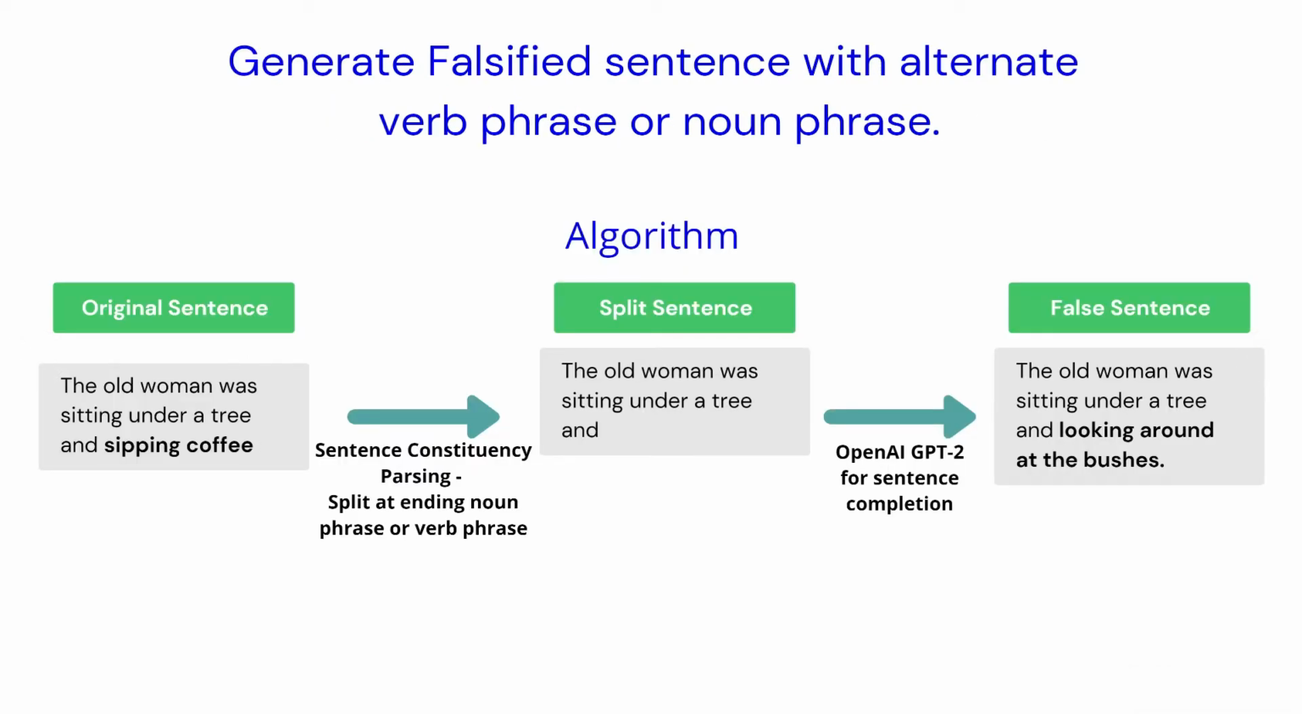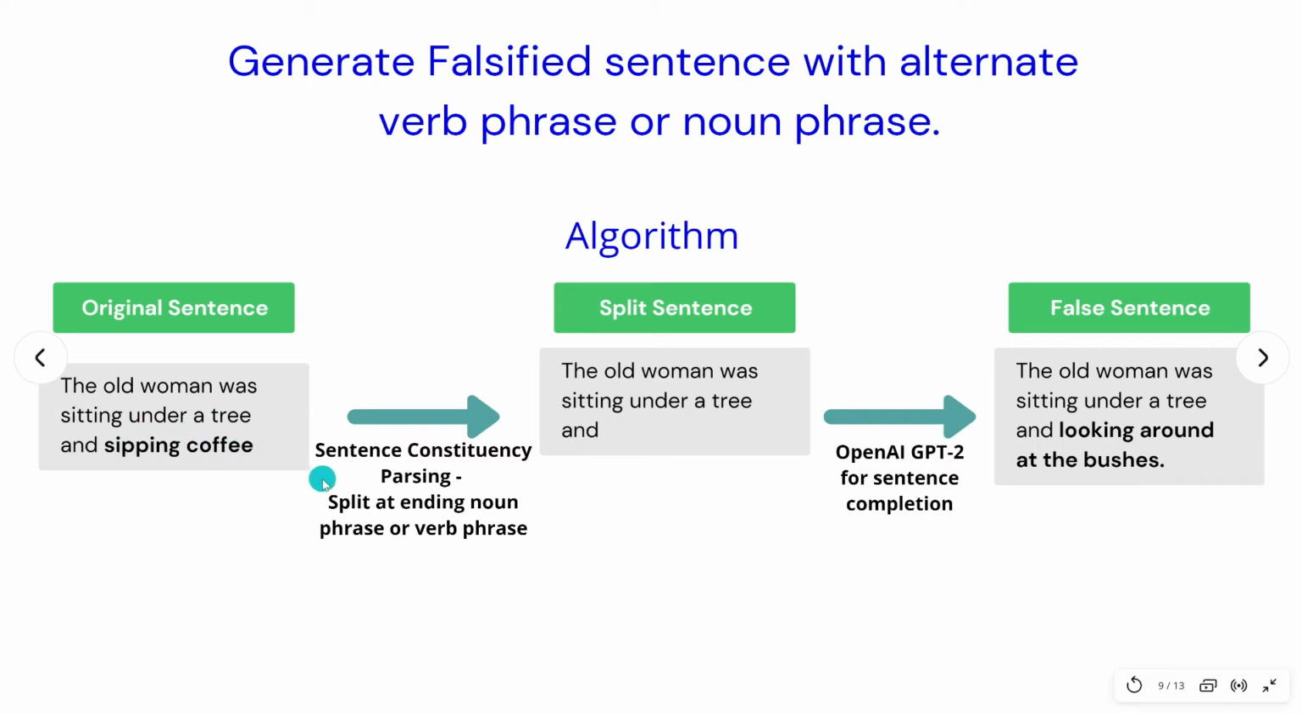In this section we will see how we can generate a falsified sentence from a given true sentence by replacing the ending with an alternate verb phrase or noun phrase. And we will achieve this automatically using natural language processing algorithms. Let's assume we have a sentence like this: "The old woman was sitting under a tree and sipping coffee." Here the noun phrase is "sipping coffee."